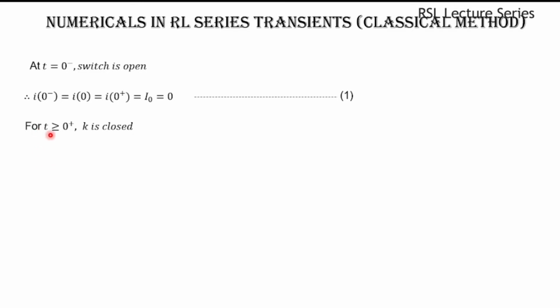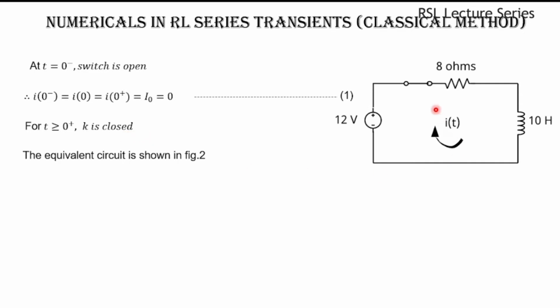Next, for t greater than or equal to 0 plus, the switch is closed. So now we'll draw the equivalent circuit. This is the equivalent circuit. Whenever the switch is closed, the current will start flowing through the circuit. Let us assume that the current is i(t) and it is flowing in the clockwise direction.